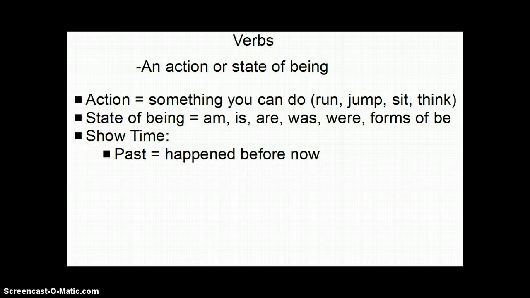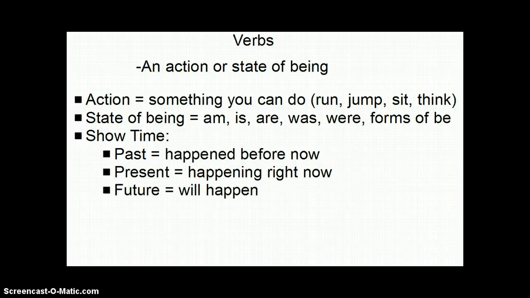Verbs show time because they can be past tense, present tense, or future tense, and there's different ways we show that. Most past tense verbs have ed at the end. Most present tense verbs will end in ing, and all future tense verbs will have will in front. So that's how you can identify past, present, and future.